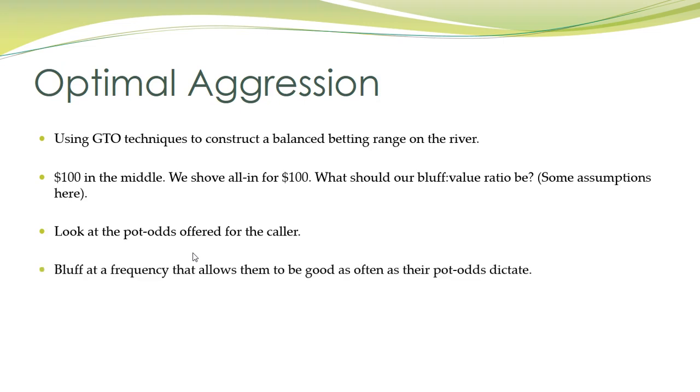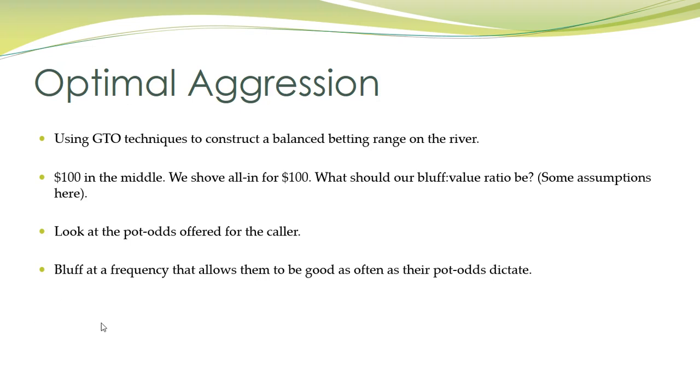In terms of optimal balanced aggression for the better on the river, he needs to be bluffing at a frequency that allows our opponent to be exactly good as often as our pot odds dictate. So if our opponent is getting 33% pot odds, he needs to be good 33% of the time to make the call, then it's correct for the aggressor to bluff exactly 33% of the time.